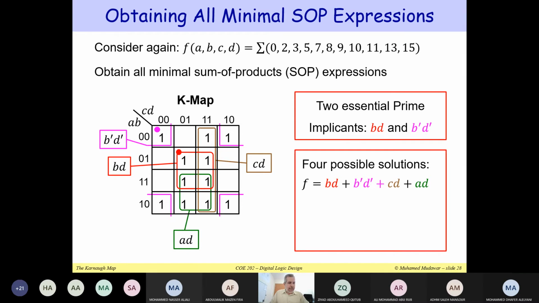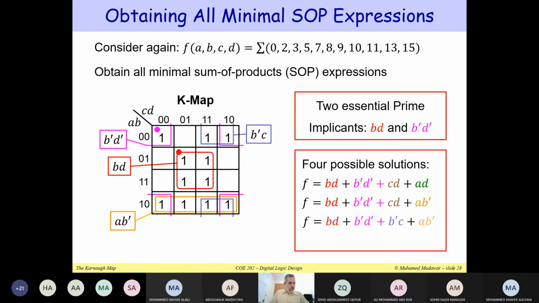So we can add these two, or we can add these two, or these two, or these two. Therefore, we get four possible solutions depending on the selection of the remaining two prime implicants. And all of them have 8 literals. So all of these four possible solutions have the same cost, 8 literals, and all of them are minimal. So we have 4 solutions to this function, 4 minimal sum of product expressions.